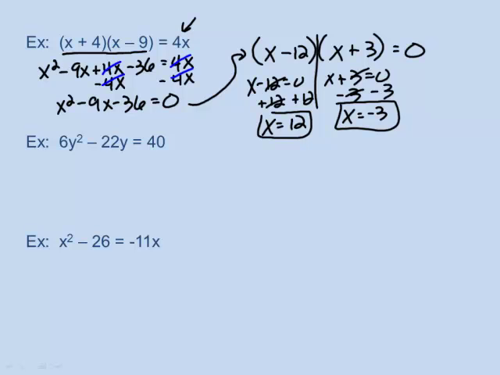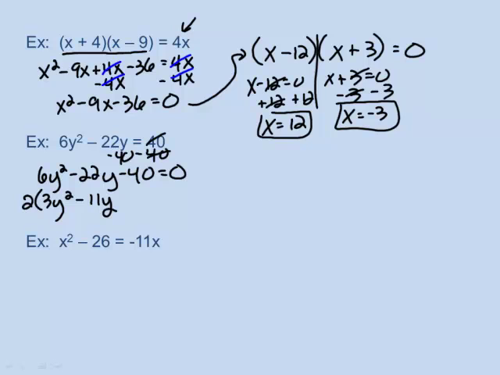6y squared minus 22y equals 40. First step, set it equal to 0. Subtract 40 from both sides. So now we've got 6y squared minus 22y minus 40 equals 0. Factor the non-zero side. Notice that we can pull out a greatest common factor of 2 here, so we want to do that first. If we pull a 2 out, that leaves us with 3y squared minus 11y minus 20 equals 0.